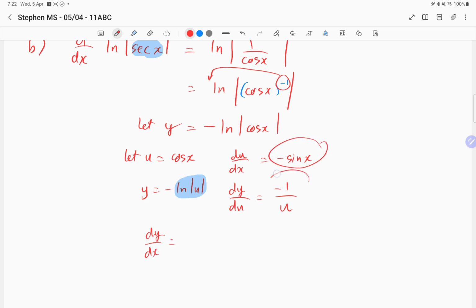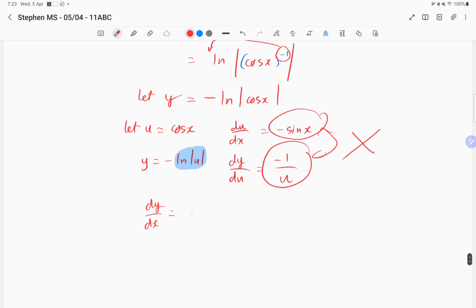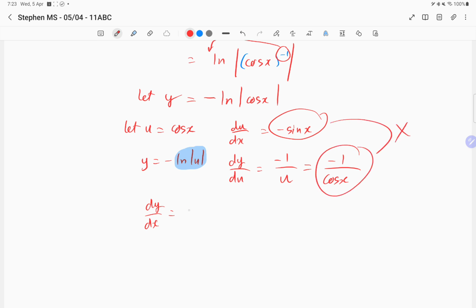dy over dx would be these two multiplied. Normally in the chain rule, I would want to get rid of the u first. I know u is cos x, so that would be negative 1 over cos x. So you get these two and multiply them: negative 1 over cos x times negative sin x, which is sin x over cos x, which is tan x. Cool.